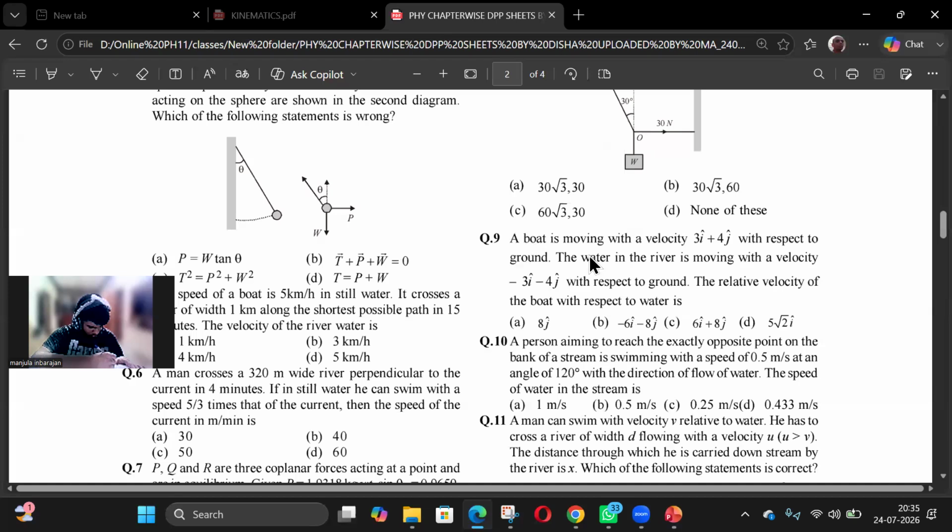Question 9 is trivial. RB is this one, R boat, and then R water is this one. So RB minus RW, first one minus the second one. It is plus 8. Option C. Just a minute, I'll be back.